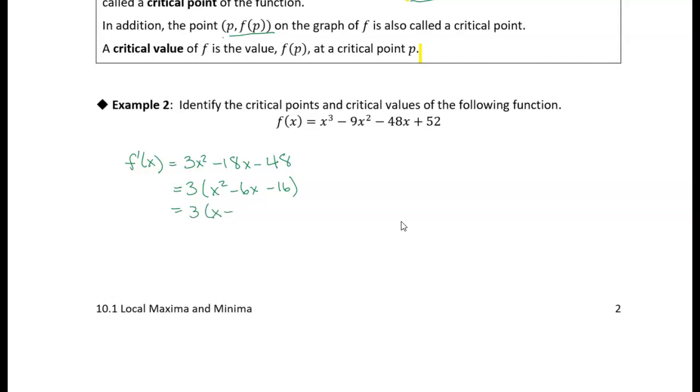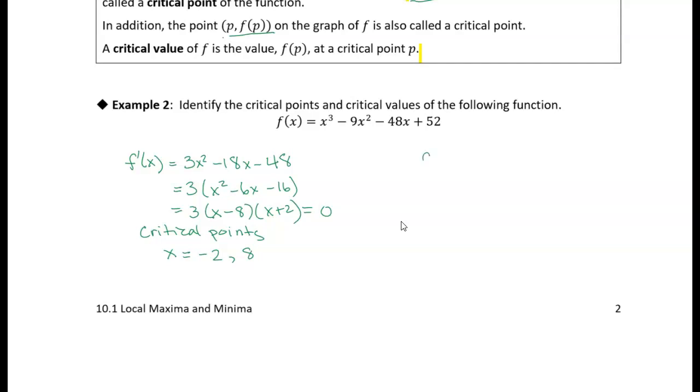So we're going to have x minus 8 and x plus 2. Okay, so that tells us that the critical points are when the first derivative is 0. So that gives us critical points at x equals negative 2 and x equals 8. Okay, so those could be considered our critical points.